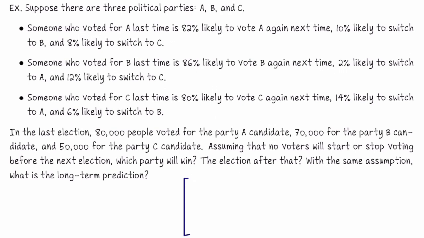So if you voted A last time, then we'll fill out the first column by saying that you're 82% likely to stay with A, 10% likely to switch to B, and 8% likely to switch to C. If you voted for B last time, then the numbers are just 2%, then 86%, then 12%. And if you voted for C, the numbers are, let's see, switch to A is 14%, 6%, and 80%.